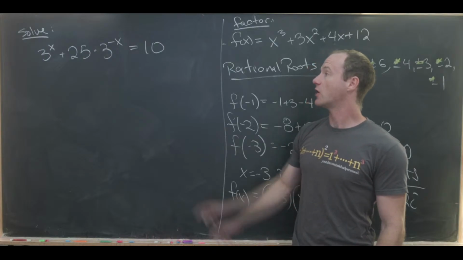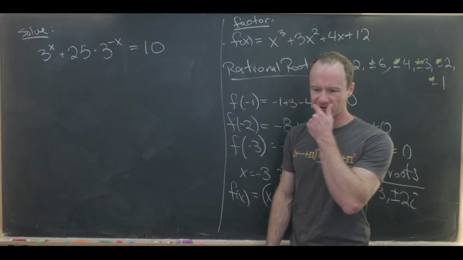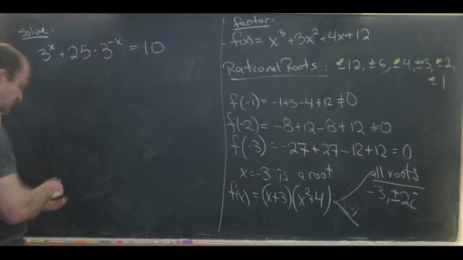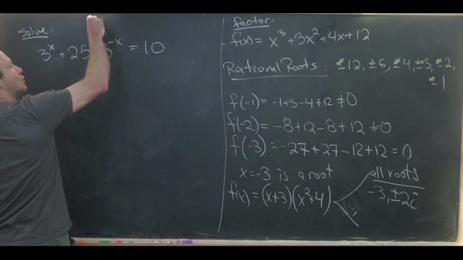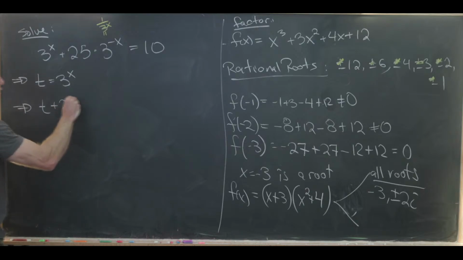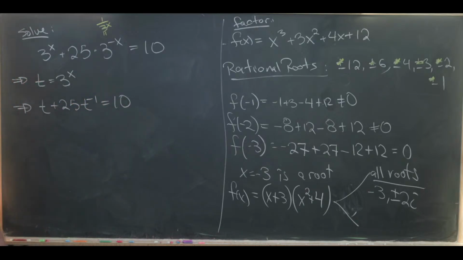Okay, so let's say we want to solve something like this. Well, I think maybe the first thing to notice is that we've got 3 to the x here, 3 to the minus x, but 3 to the minus x is the same thing as 1 over 3 to the x. So that motivates me to do a change of variables. Maybe I would set t equal to 3 to the x, and that means my equation is t plus 25t to the minus 1 equals 10.